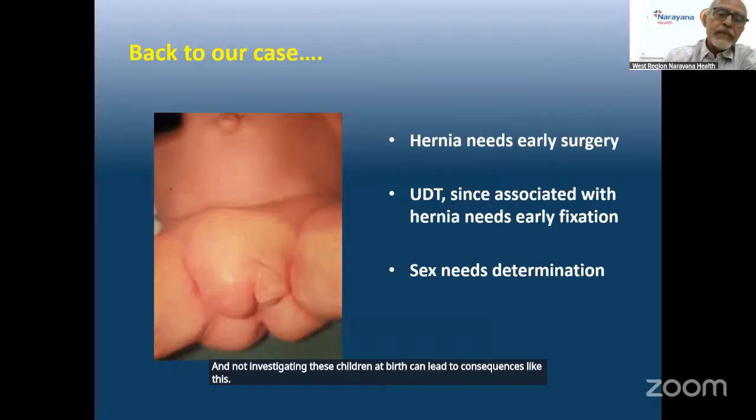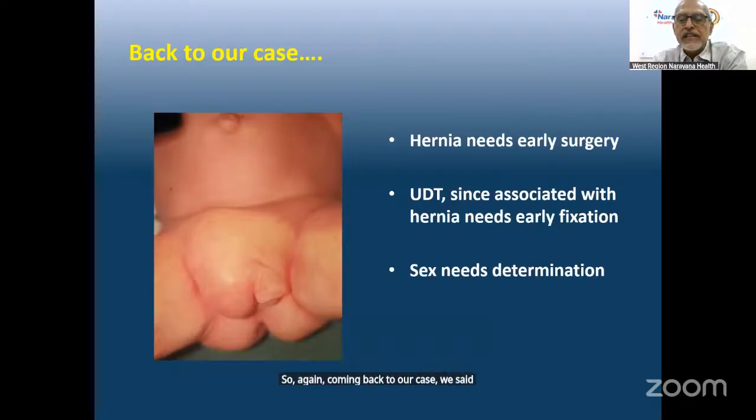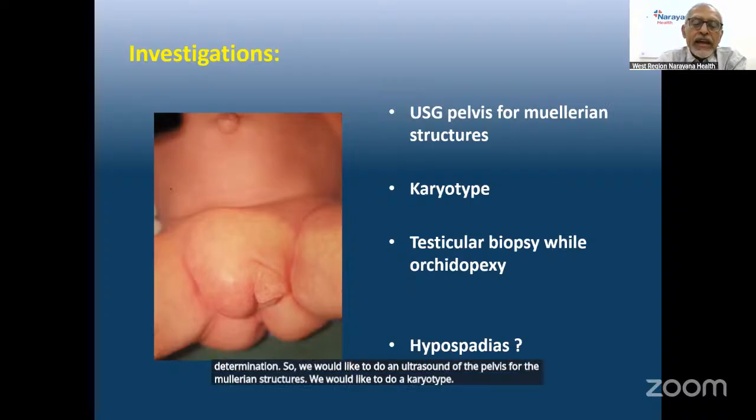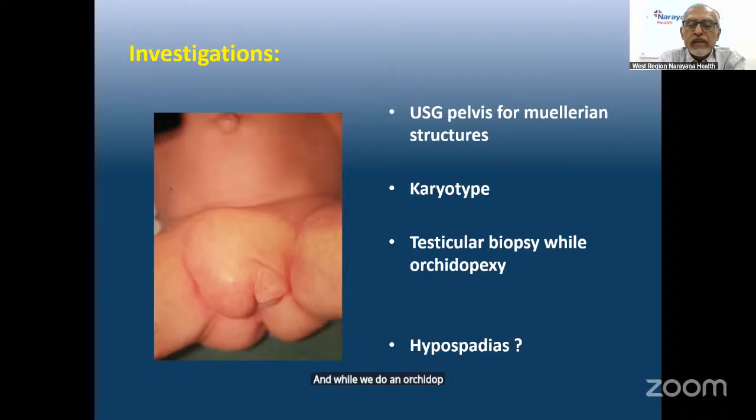So again, coming back to our case, we said that the hernia needs early surgery. The undescended testes, since it is associated with a hernia, needs early fixation, and the sex needs determination. So we would like to do an ultrasound of the pelvis for the Mullerian structures. We would like to do a karyotype. And while we do an orchidopexy, we would like to do a testicular biopsy.